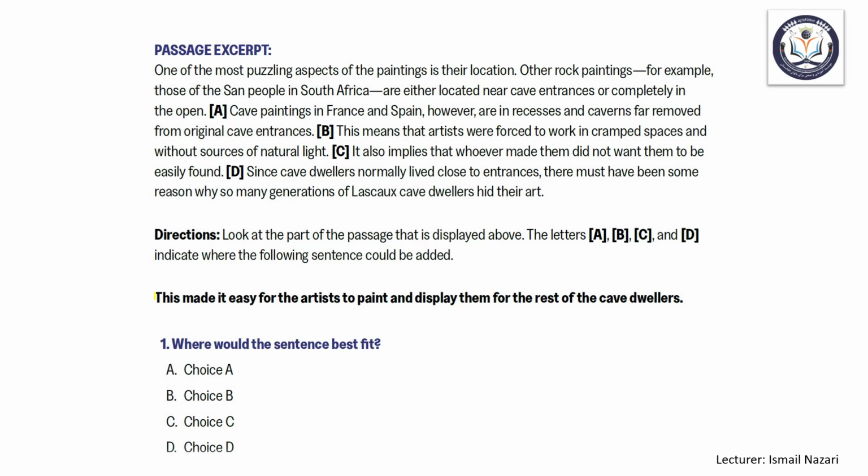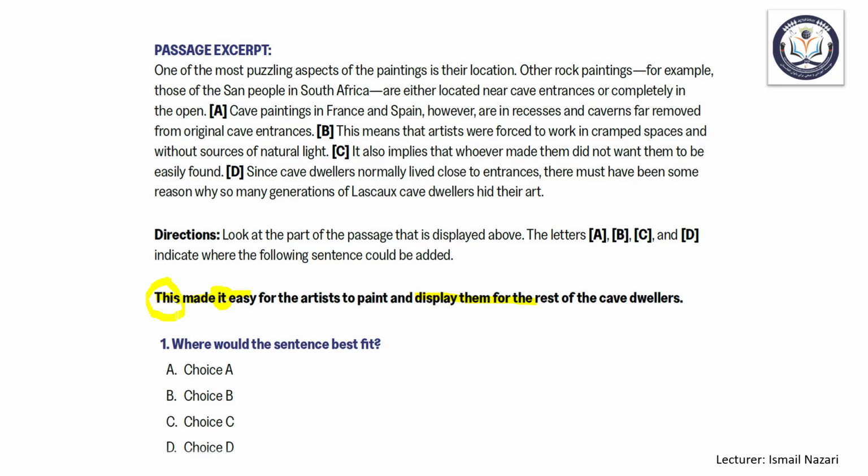So let's first analyze the sentence itself. The sentence which we need to insert starts with the word this. It means it is a referent word and it refers back to a previously stated text, a previously stated idea. So we have to search for the idea that would be the reference for the word this. It means the already expressed point. This made it easy for the artists to paint and display them for the rest of the cave dwellers. So here we have this made it easy. So what is this here? And display, it's another keyword here, display them for the rest of the cave dwellers.